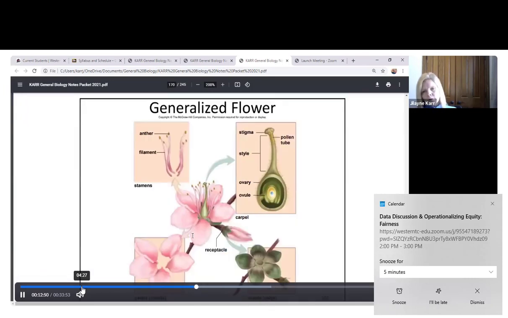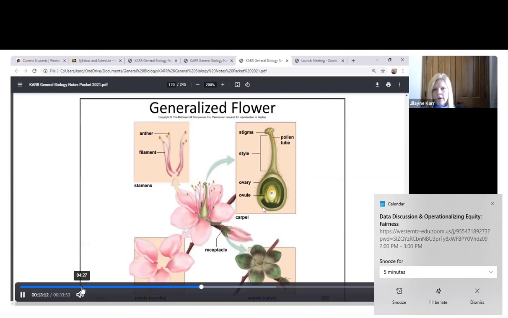So if you look at a generalized flower structure, you do need to know the different structures. There's the female and the male parts of the flower. So some flowers are purely female, some are purely male, and others are mixed of male and female parts within the same flower. For example, this particular flower has male and female parts.